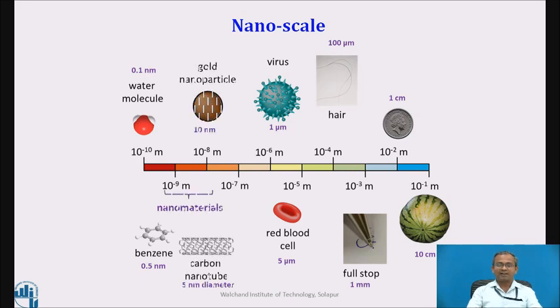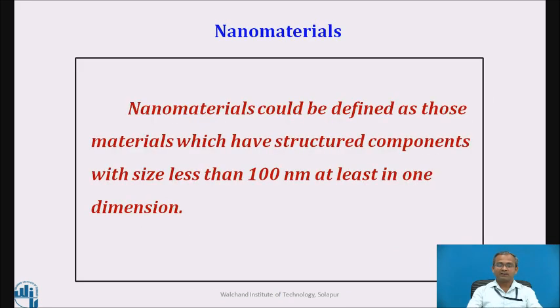Nanomaterials have dimensions in nanometers, that is 10 to minus 9 meter. For example, a gold nanoparticle has an average size of 10 nanometer, whereas carbon nanotubes are around 5 nanometer in thickness. Thus, nanomaterials could be defined as those materials which have structured components with size less than 100 nanometer at least in one dimension.